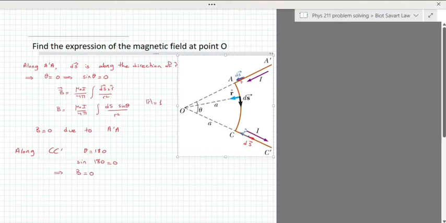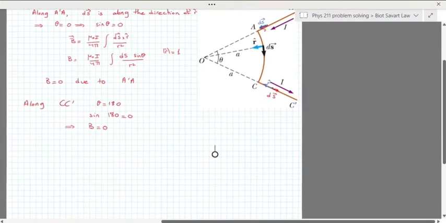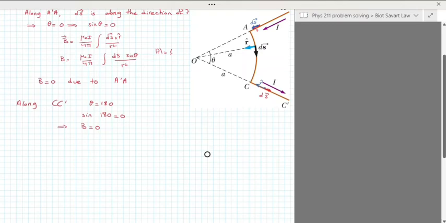Similarly, along CC prime, we can see that ds is opposite to r, so the angle between them is 180, and sine 180 is also 0. So the magnetic field due to CC prime is also 0. We still need to study the final part of the wire, which is section AC.